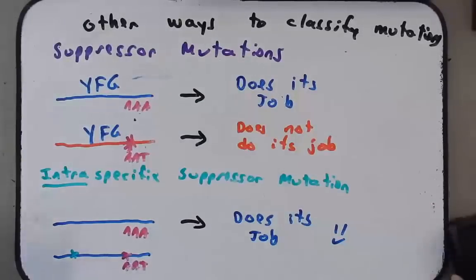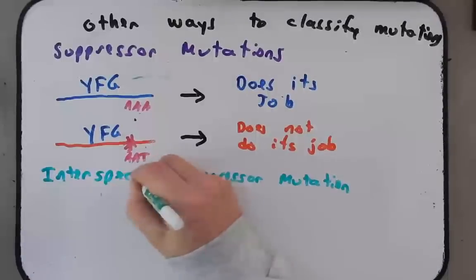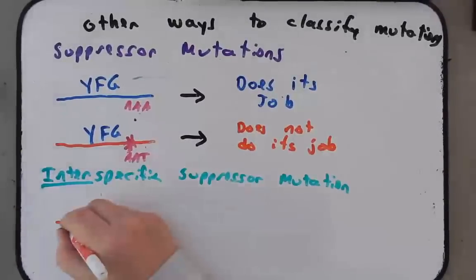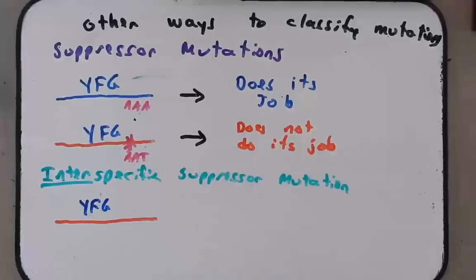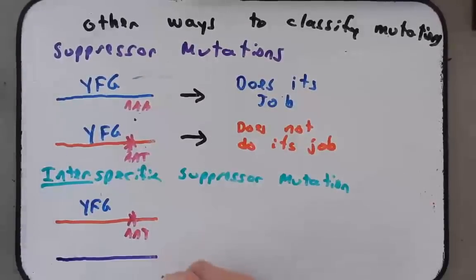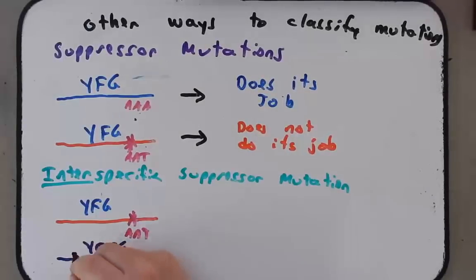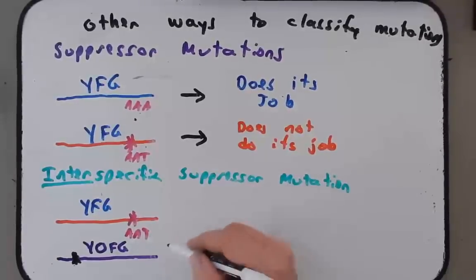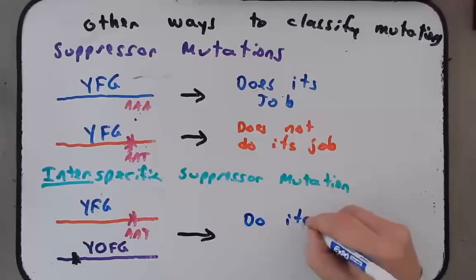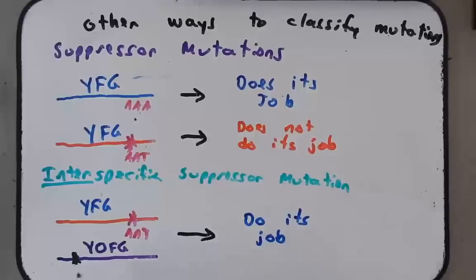The other kind of suppressor mutation I want to talk about is called an interspecific mutation. In this kind of mutation, the mutated YFG remains mutated, but now there is another gene here, and let's call this YOFG for your other favorite gene. You can have two favorite genes. And now this other favorite gene becomes mutated. And when it becomes mutated, together these two mutants can coexist to allow that cell, or this original protein, your favorite gene, to once again do its job. Again, an interspecific suppressor mutation is a mutation on a different gene that, when it exists with this first mutation, allows this one to do its job.